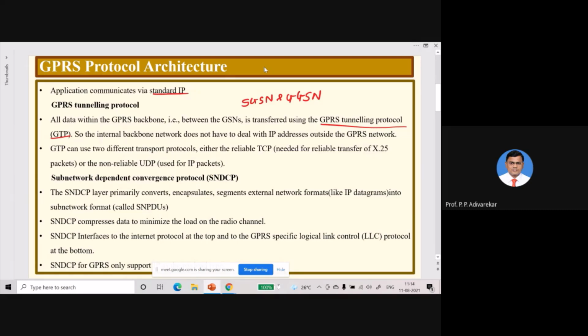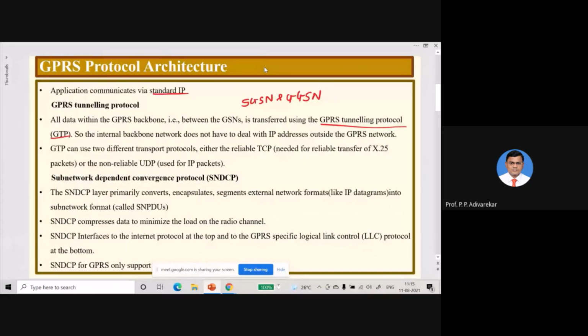So no involvement of IP in the case of internal communication. GTP can use different transport protocols for delivery of the packet from SGSN to GGSN. IP is the network layer for transportation, so you can use either TCP or UDP. Now the choice of TCP or UDP depends on which network layer protocol the packets are coming for.